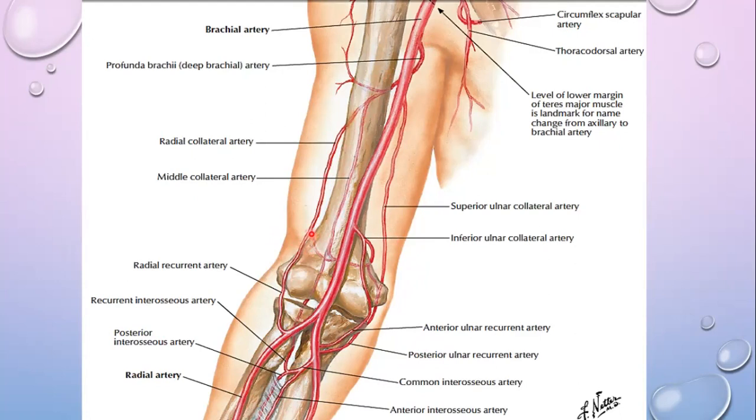Also here at the posterior, at the back of the lateral epicondyle, you can see that the recurrent interosseous artery is anastomosing also with the middle collateral artery.